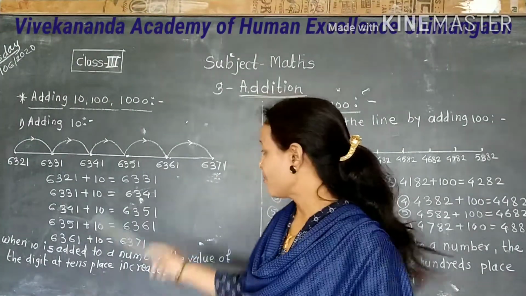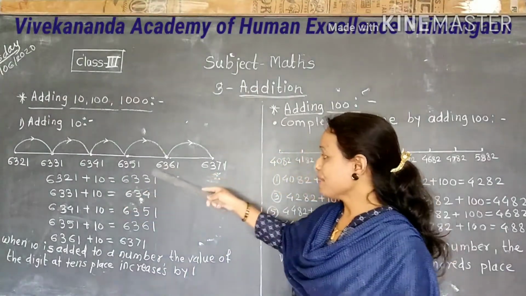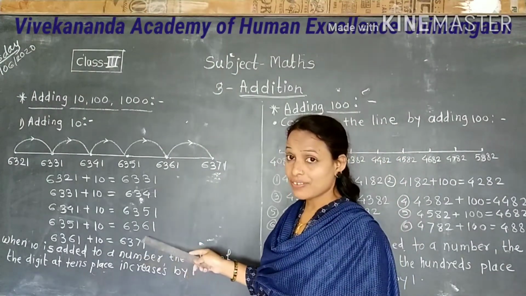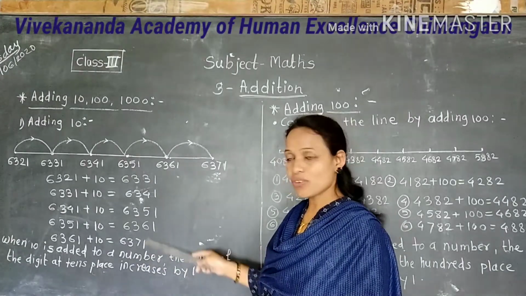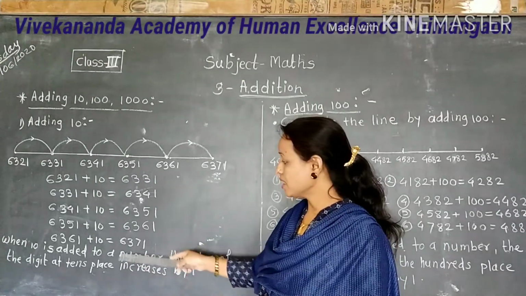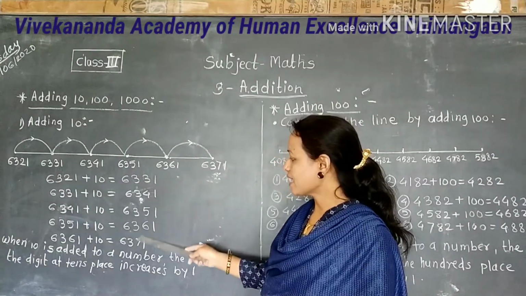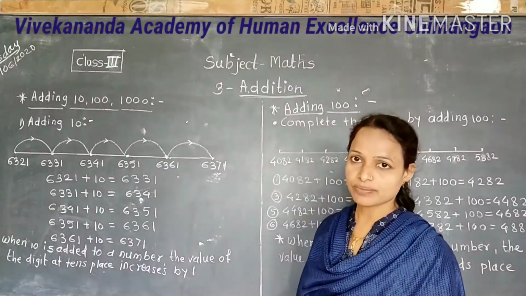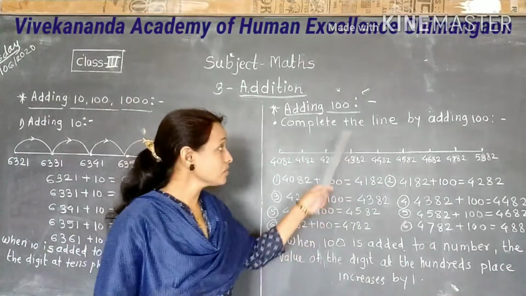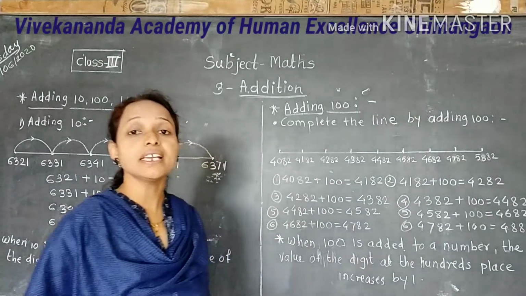Understood now? When we add 10 to a number, every time the value of the digit at the tens place increases. From the example, we came to know, and this is our note, that after adding 10 to a number, the digit at the tens place increases by 1. Okay. Next, adding 100. Now here also in exercise 3, they ask the question, complete the line by adding 100.